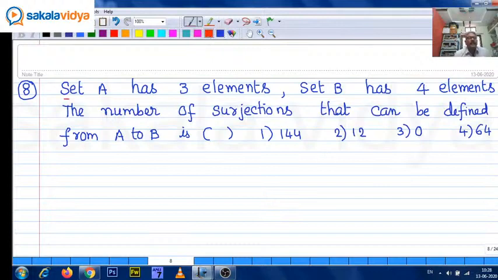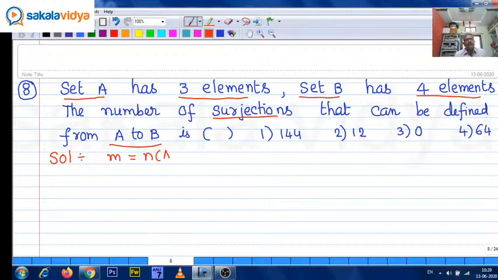See, set A has 3 elements. n(A) is equal to 3. Set B has 4 elements. n(B) is equal to 4. Then the number of surjections from A to B we need to find out. Understood now? So let us proceed. Solution. Say m is equal to n(A), whose value is 3. Say n equals n(B), which has 4 elements. Okay, this is say. Number of surjections.